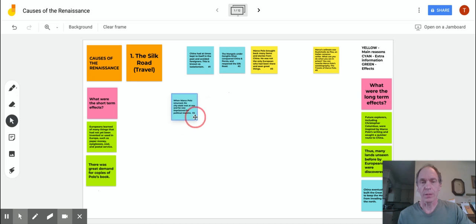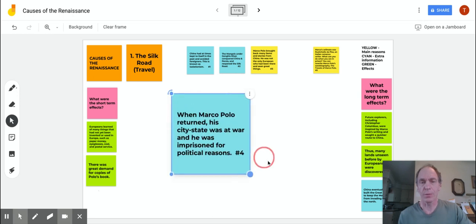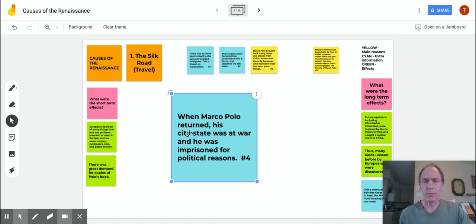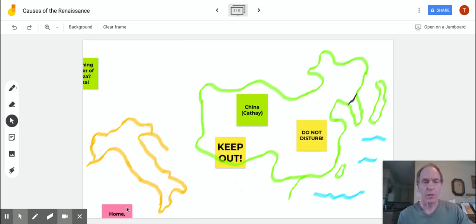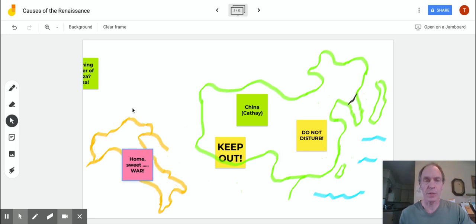And take a look at the next box here, if I can grab the corner and open it up. When Marco Polo returned, his city-state was at war, and he was imprisoned for political reasons. So we can take a look at the next item there. Home sweet home? No, home sweet war. And Marco Polo was imprisoned.